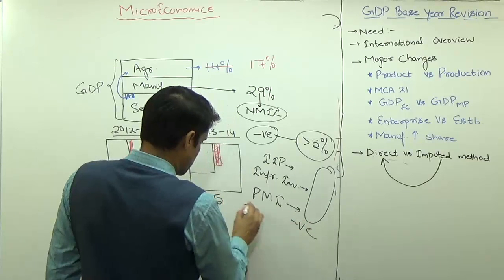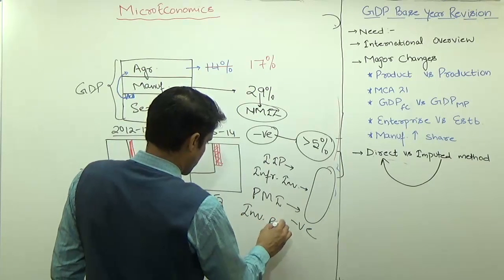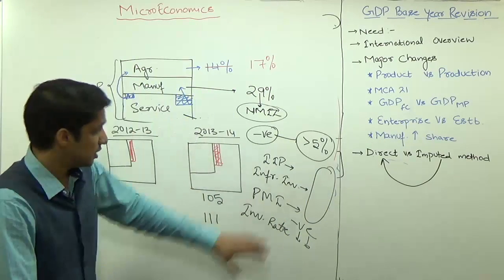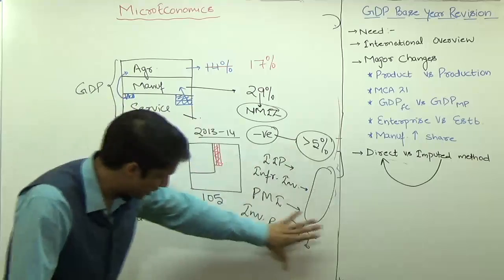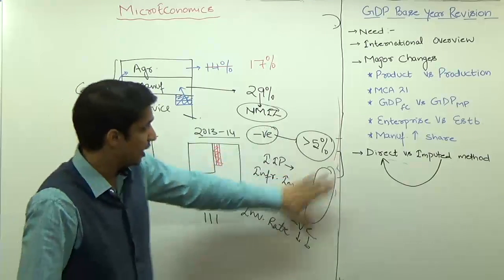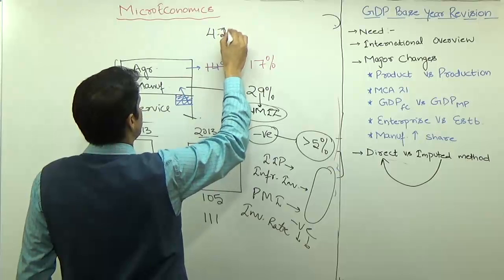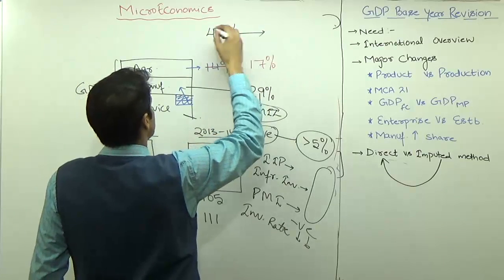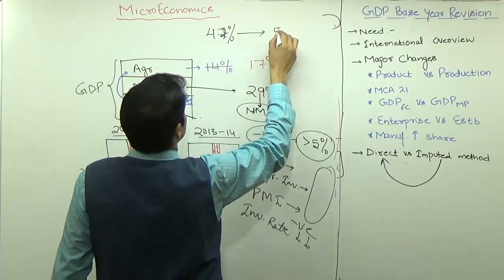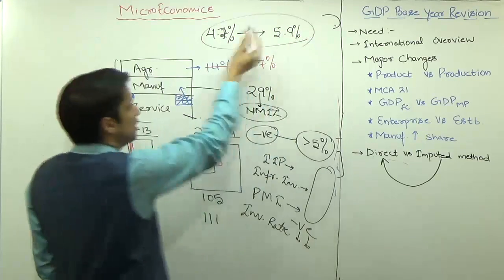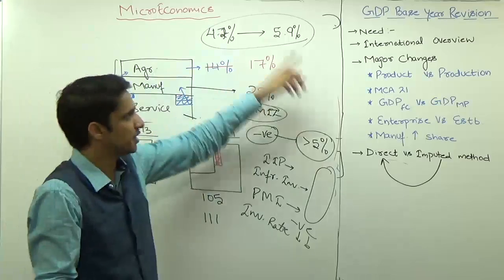Then we have the investment rate. These were negative, the investment rate was decreasing. These are the other sectors which depict the health of the economy. And suddenly you came and said our GDP after the GDP base year revision has increased from 4.7% to 5.9%, 6%, 6.5%. This is not possible. It is contradictory.